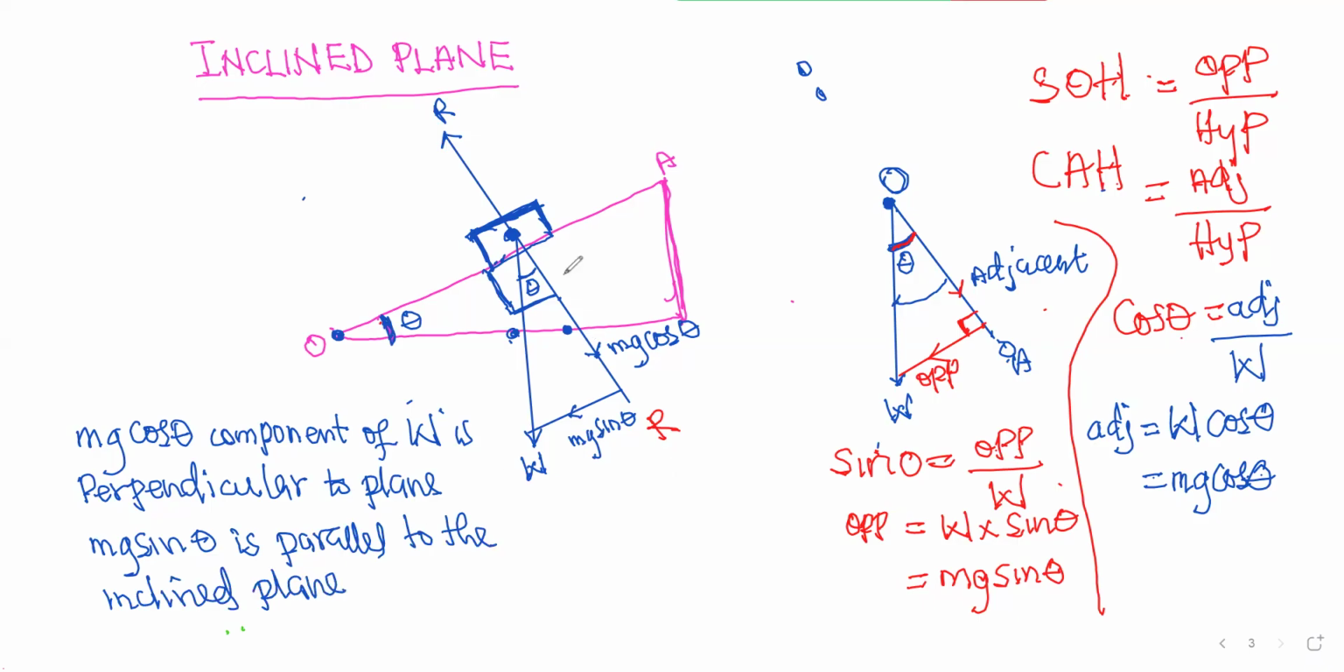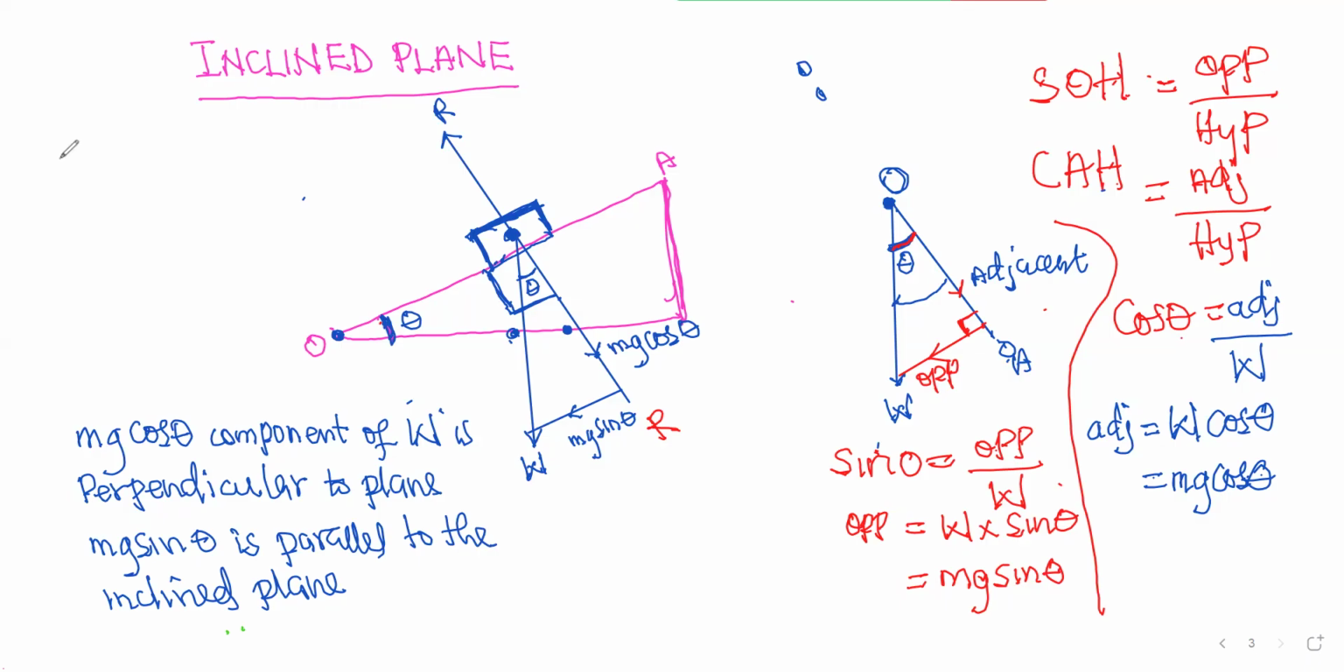Okay. Please, by perpendicular, we are talking of OA, the inclined plane, and the angle between OA and the adjacent is 90. So the adjacent is mg cos theta. So mg cos theta is always perpendicular to the inclined plane. Then the opposite, which is also mg sine theta.